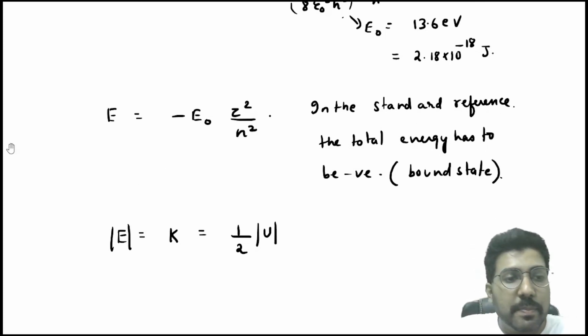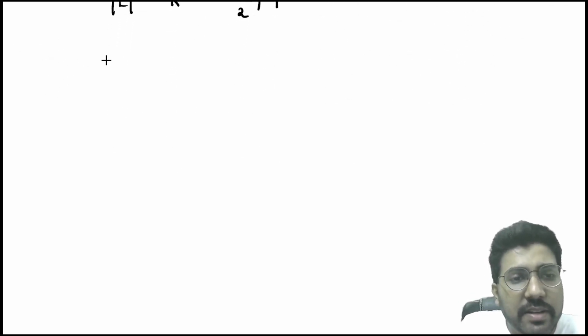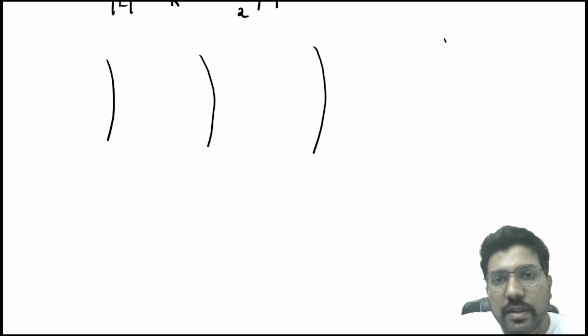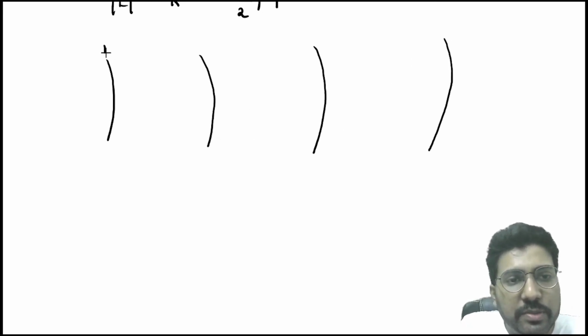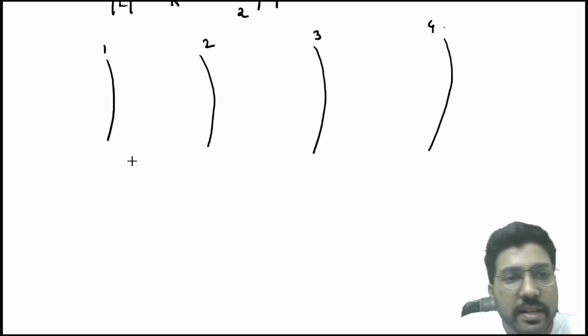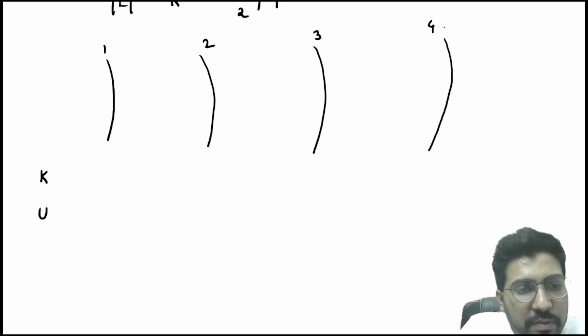Okay, now there are many things that we can discuss here. First I will write the energies again. So I'll write it only up to 4. So suppose this is the first orbit, this is the second orbit, this is the third orbit, this is the fourth orbit. Now for the first orbit, we will write the kinetic energy, we will write the potential energy, and we'll write the total energy.